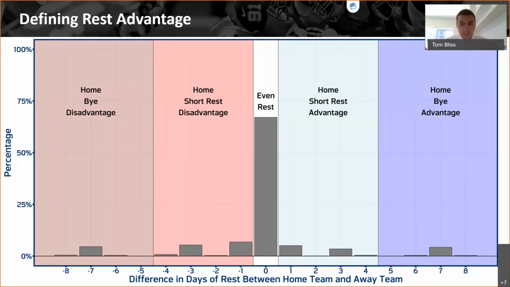And obviously, this is, again, something we have a schedule for. We know what dates teams played, so this is observed. We know what advantages teams had, and now we just have to measure the significance.